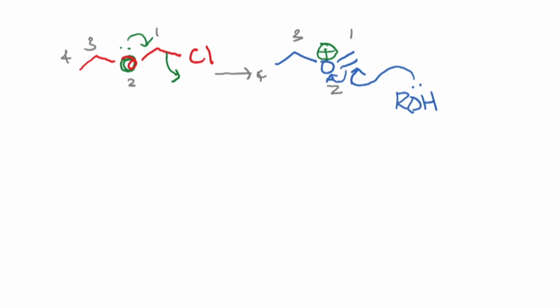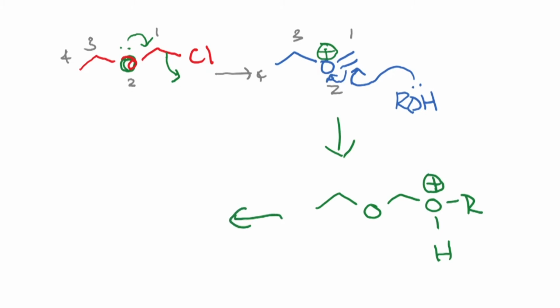It increases the electrophilicity of this carbon, and the product that is formed is OHR with a positive charge. And of course, this can lose a proton and give you the final product, which is this ether. Okay, so this is an example of enhanced reactivity due to the neighboring group effect.